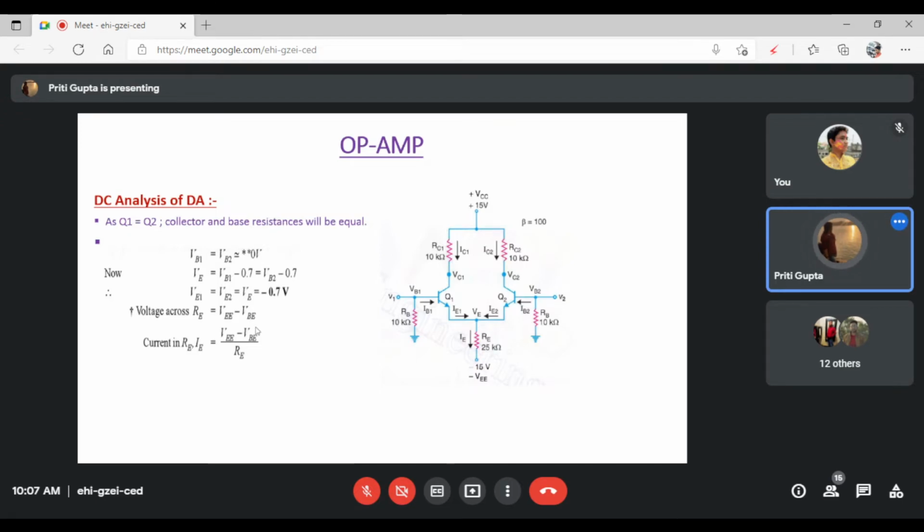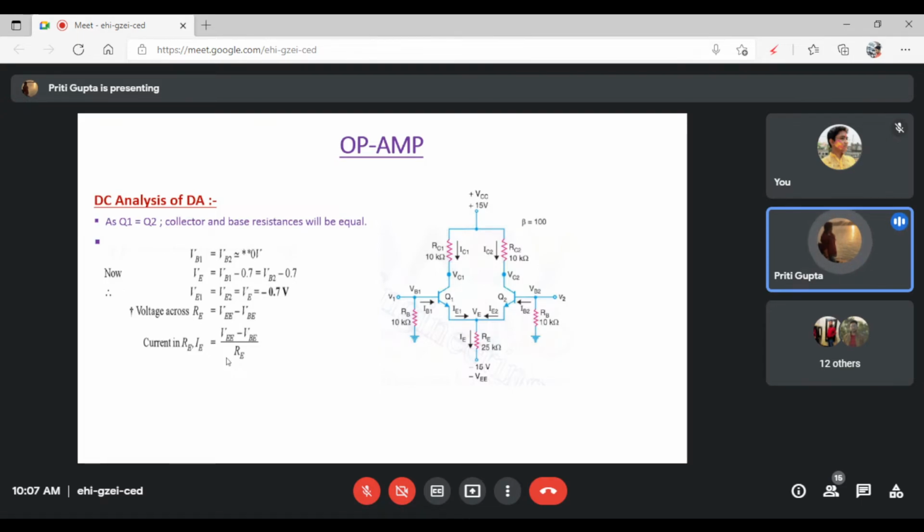Any doubt till yet? Any doubt? Anyone? If you have any doubt, you can ask. I'll repeat, no problem with that. So shall I proceed to the problem? Okay. So the problem is this one only. The values are given over there. If you want, you can redraw the figure. If you do not want, it's okay.